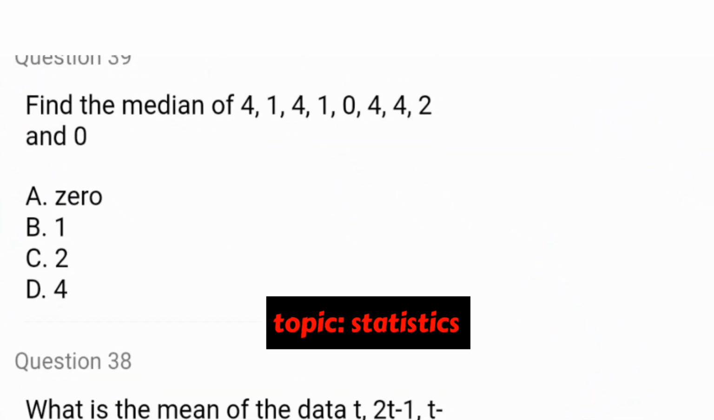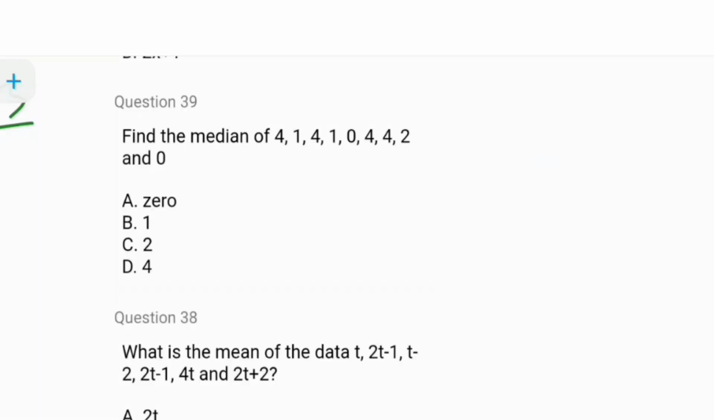For this next one, you have to find the median of 4, 1, 4, 1, 0, 4, 4, 2, and 0. So for median, arrange from small to big. So the smallest numbers there are 0. So you have 0, 0, 2 of them, followed by 1, 2 times, 1, 1. So I'm going from small to big. Then I have 2. Then you have 4, 3 times. Sorry, 4 times. So that will be 4, 4, 4, 4.